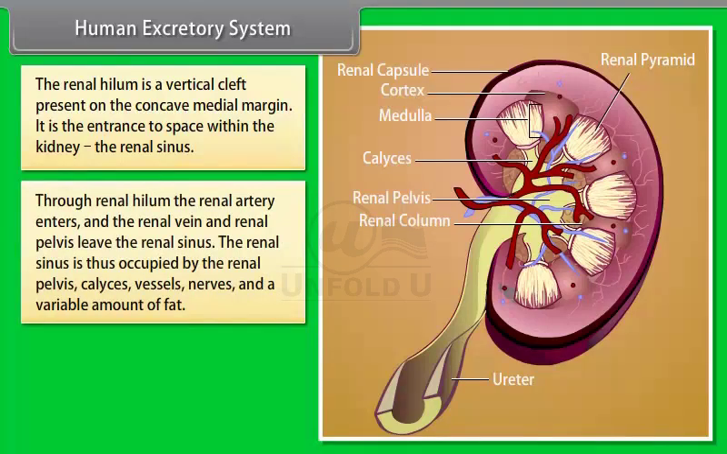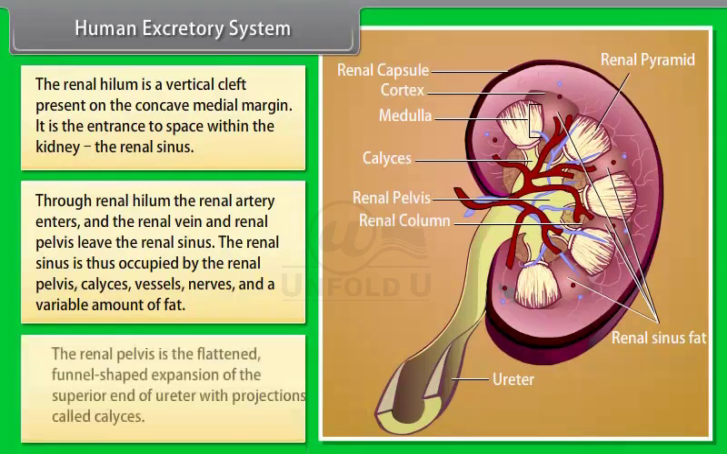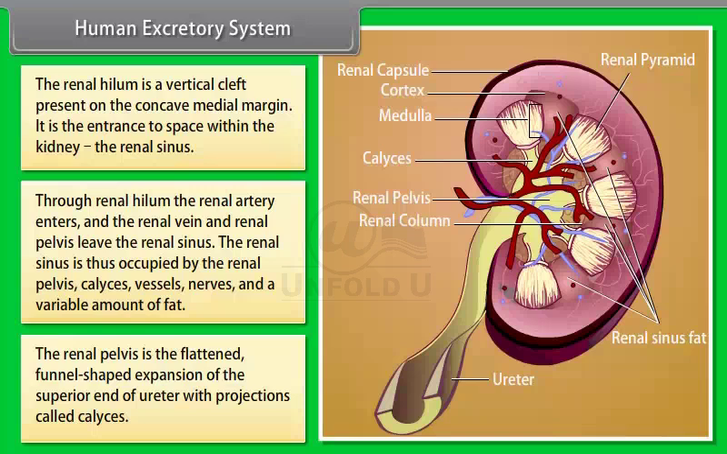Through the renal hilum, the renal artery enters and the renal vein and renal pelvis leave the renal sinus. The renal sinus is thus occupied by the renal pelvis, calyces, vessels, nerves and a variable amount of fat. The renal pelvis is the flattened funnel-shaped expansion of the superior end of the ureter with projections called calyces.